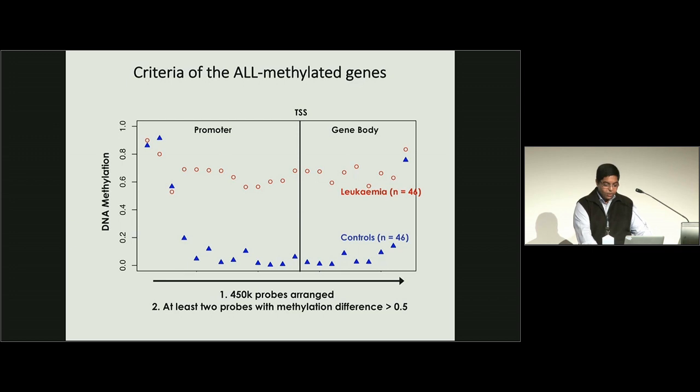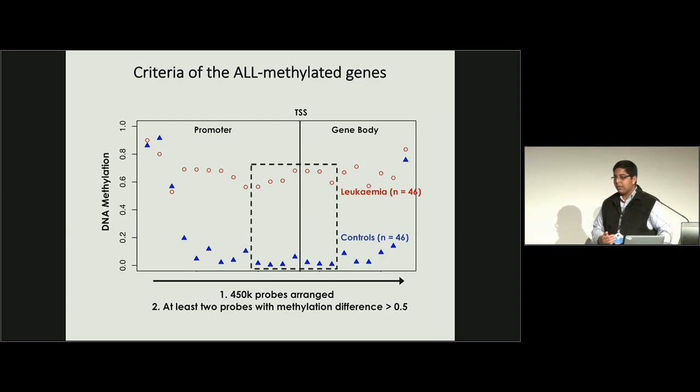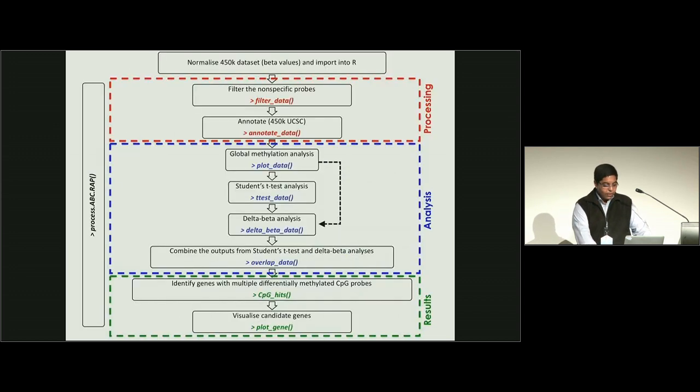Based on that, I could select a region that has a high difference in DNA methylation between leukemia cases and controls. For the genes that I'm interested in, I want genes that have more than 50% methylation difference between leukemia cases and controls. Before I moved to ABC.RAP, I searched the literature to find tools that can help me with that analysis. Unfortunately, there was nothing available that helped me meet these criteria. So I developed a pipeline to analyze the 450K array data.